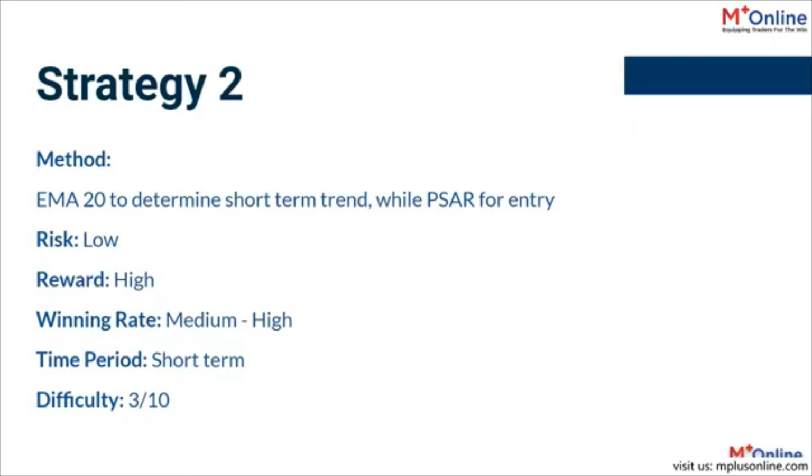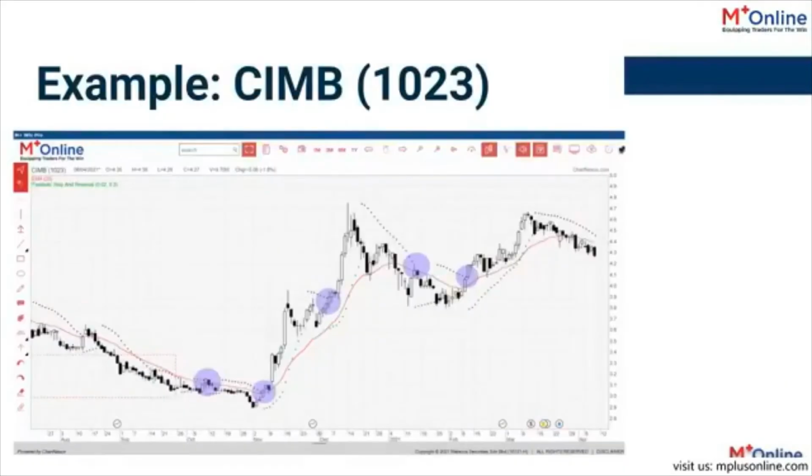So in order to reduce being trapped in a sideways trend, we can add in the 20 days EMA to help us determine the trend, and then we only trade using this parabolic SAR entry when the price is above the 20 days EMA. For example, if we look back at the CIMB chart just now, we only want to buy when the price is breaking above the parabolic SAR, when the price is above the 20 days EMA.